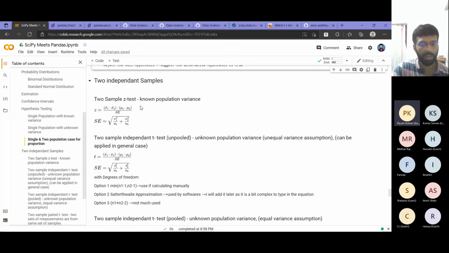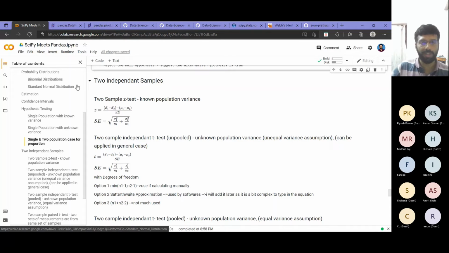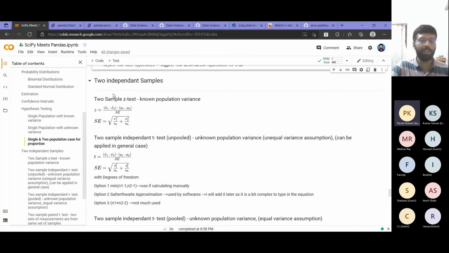So for two sample cases, you will be given two samples taken from either the same population or two different populations, and you will be asked to find out whether the means of these two samples are the same, or whether one is greater than the other in a one-sided test. If you want to do that kind of thing, you will have to go for what is called a two sample test.